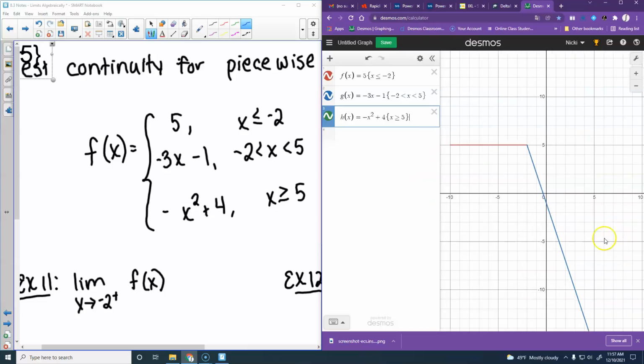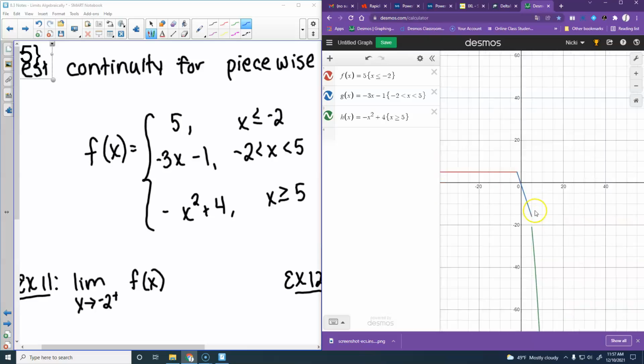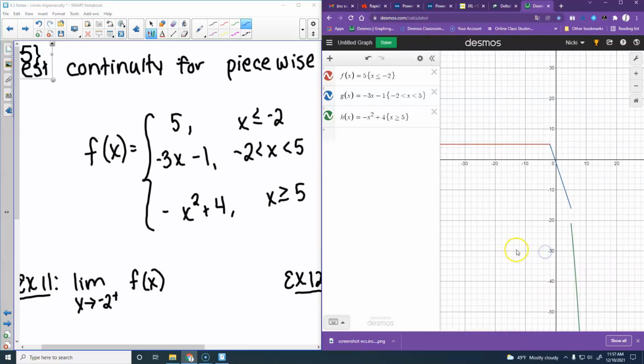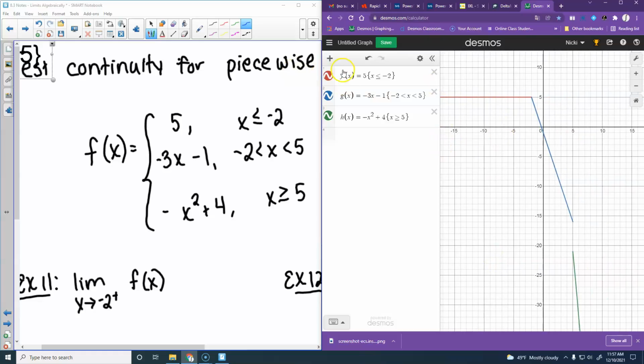All right, so I'll zoom out a little bit. This is the graph of what we're looking at here. So we've got a horizontal line here, we got this slanted line here. And then this is a piece of a quadratic right here, but you're really only seeing just one little leg of the quadratic there. So this is what our graph looks like.